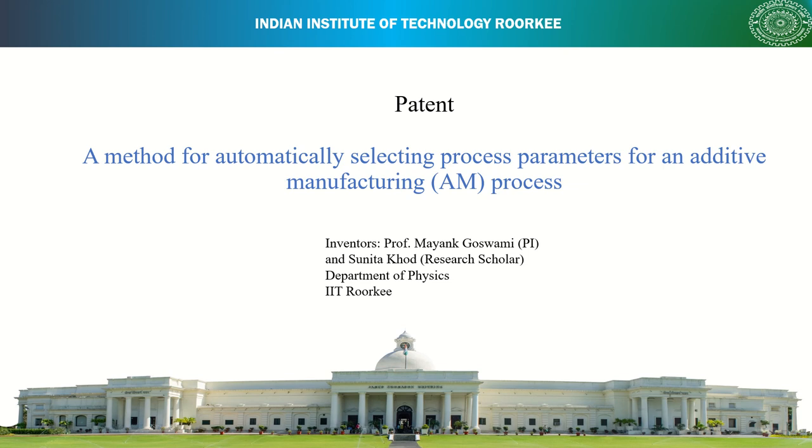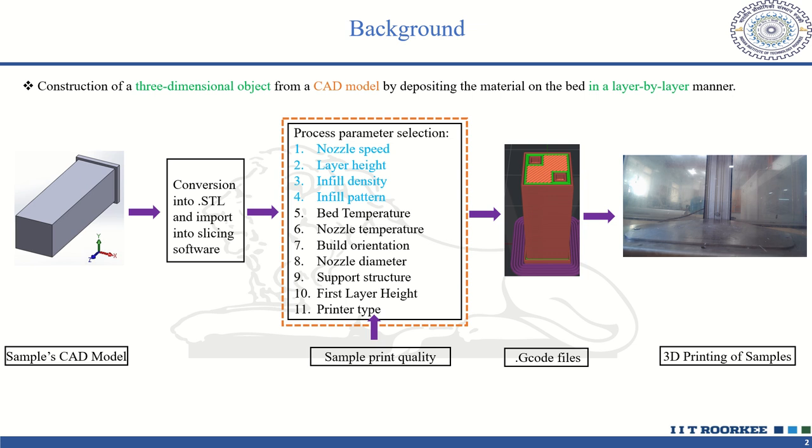Hello everyone. The title of the invention is a method for automatically selecting process parameters for an additive manufacturing process. The inventors for the invention are Professor Mayank Goswami and Sunita Khod from the Department of Physics, IIT Roorkee. So let us start with the introduction of the additive manufacturing process.